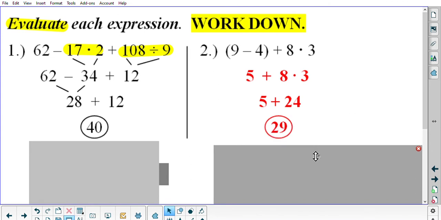Do not put an equal sign. I like to circle my answers. A lot of kids I've taught in the past like to circle their answers. If you don't want to circle your answers, I guess you don't technically have to, but do not put an equal sign, all right? No need for that. These are not equations. They are expressions, no equal signs.